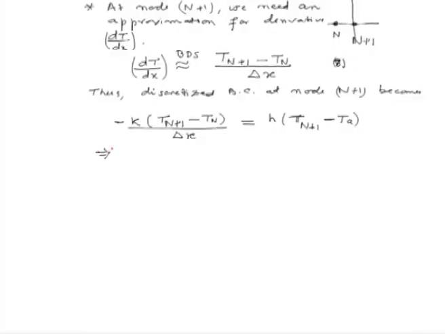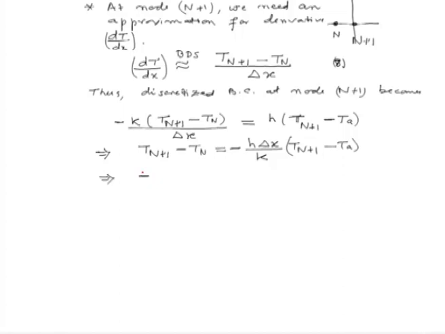Now, let us rearrange the terms a little bit. So, we can write this as Tn plus 1 minus Tn is equal to minus h delta x by k. We have transferred this delta x and k to the right hand side. We have also transferred the negative sign. So, we get minus h delta x by k, which multiplies Tn plus 1 minus Ta. Transfer the unknown variable Tn plus 1 to the left hand side.